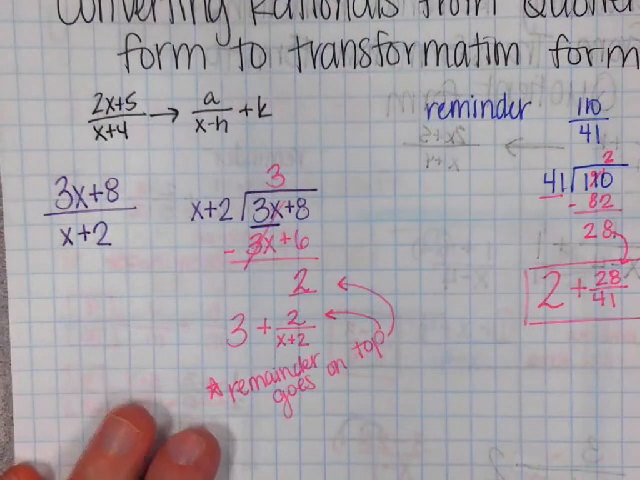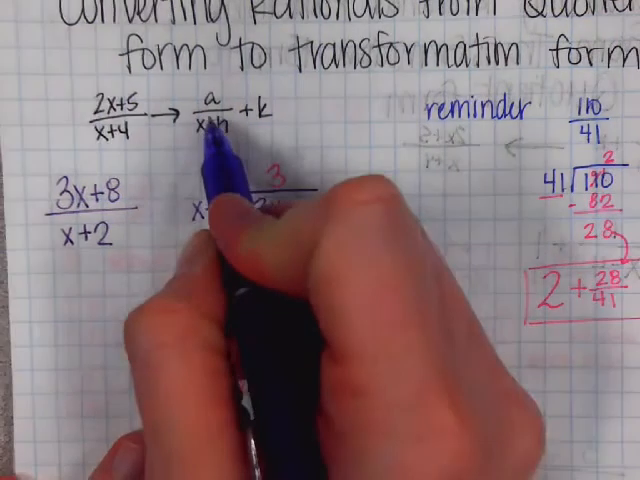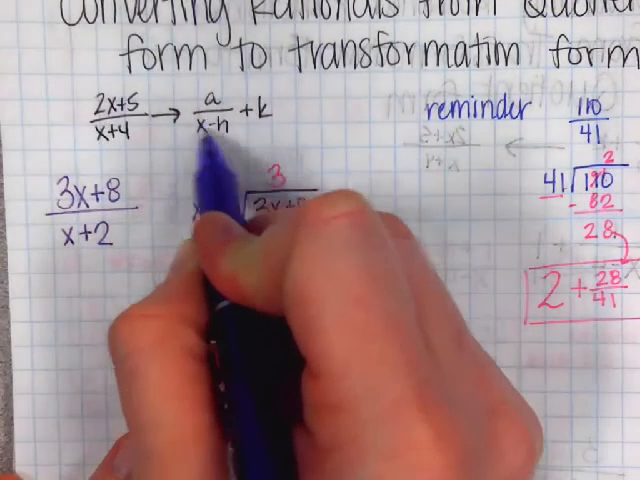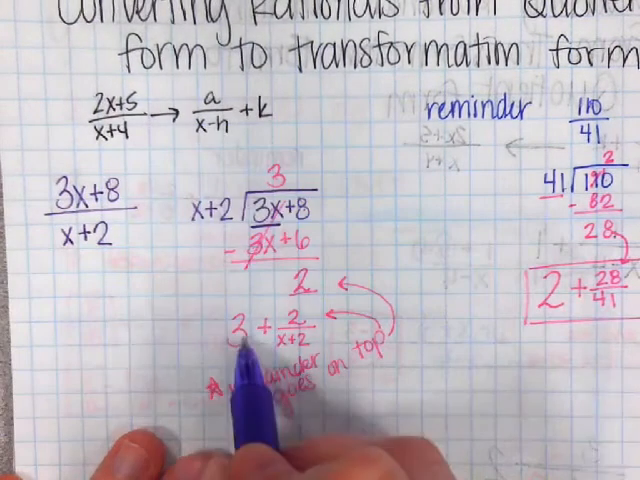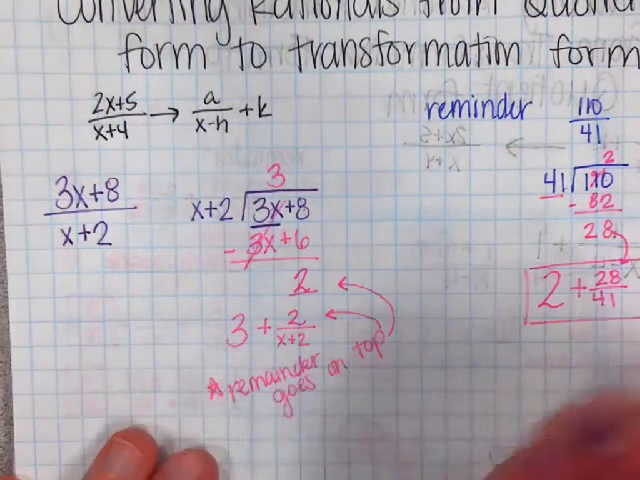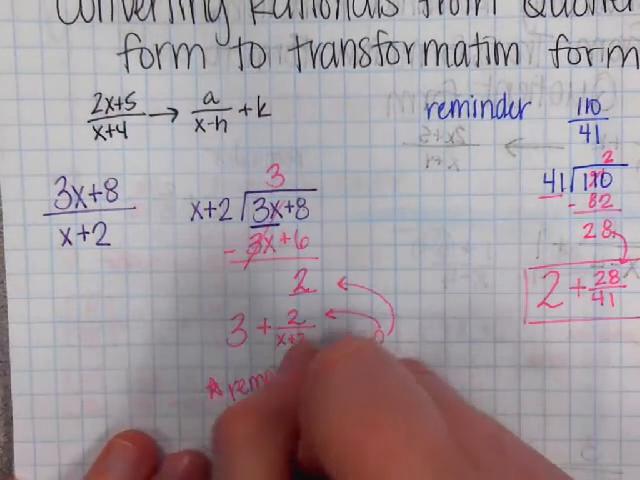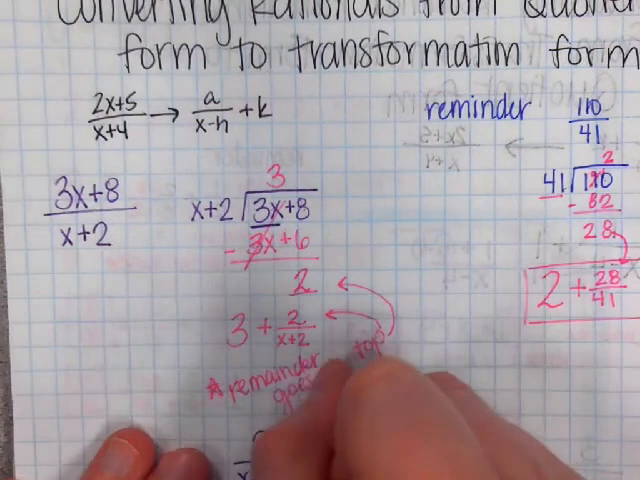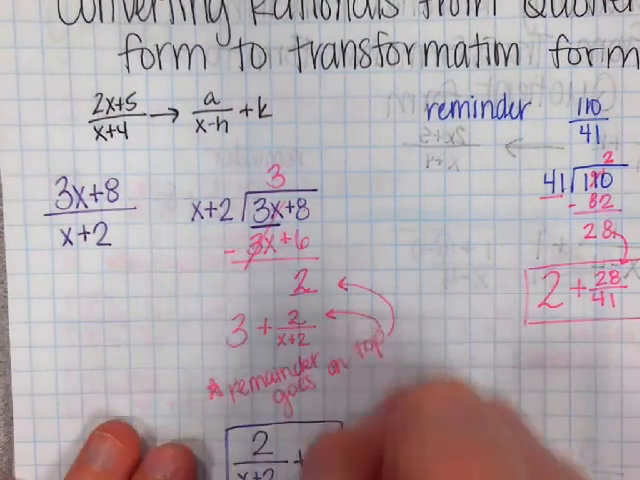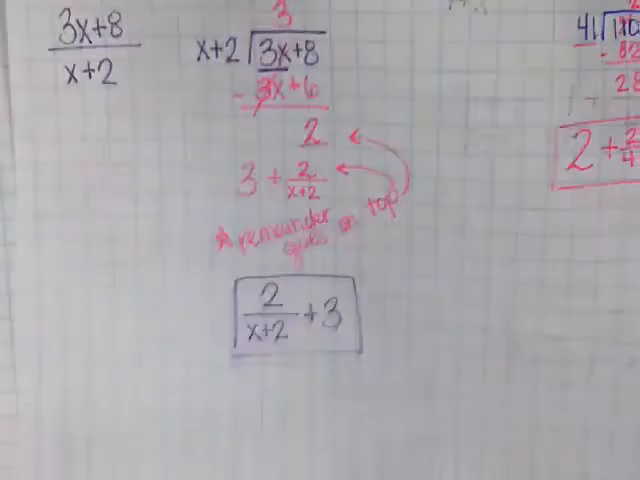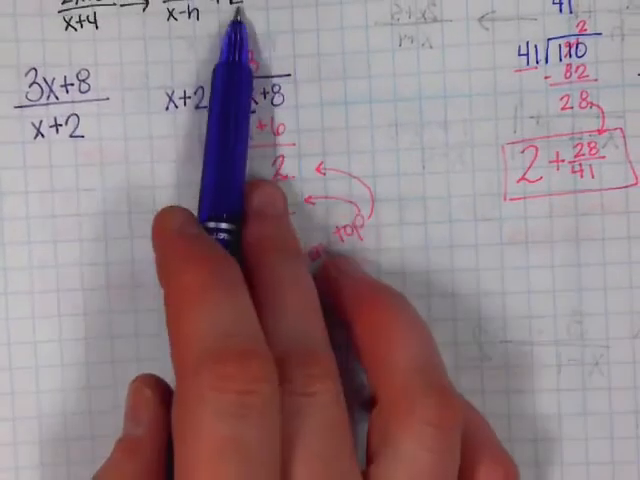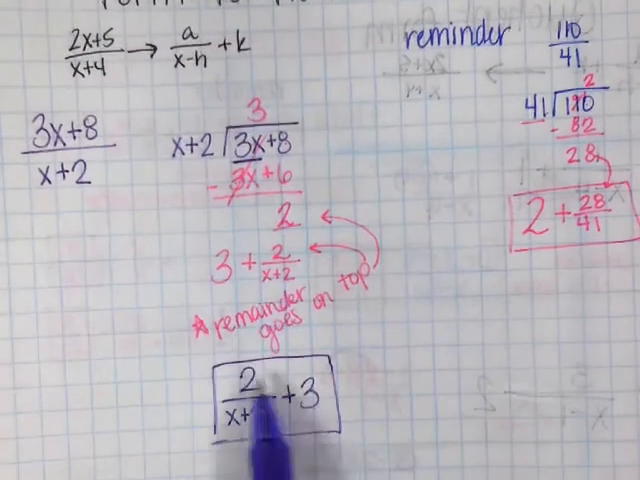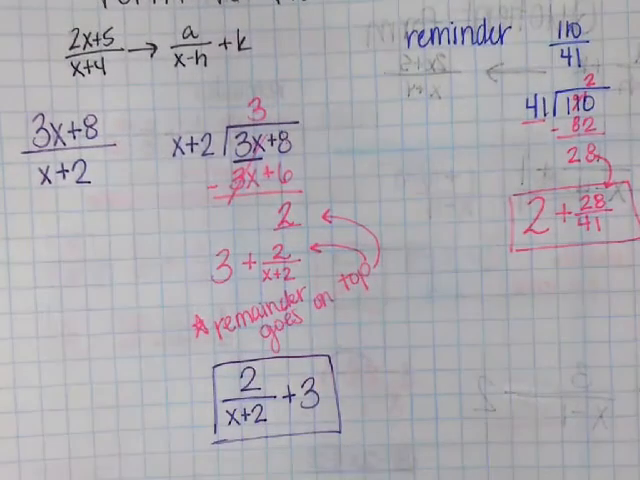Make sure that y'all can see that. Okay. And then remember, we need it in this form right here, a over x minus h plus k. So this plus 3 needs to actually be rewritten at the end. So you would do 2 over x plus 2 and then plus 3, where the 3 is at the end. So that's the final answer. Just because we want the k at the end, just like right there.